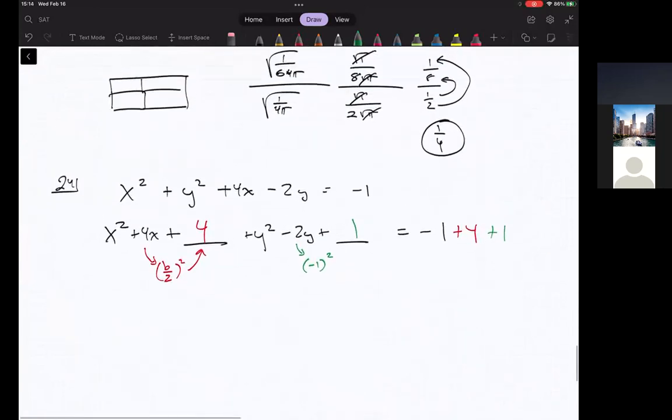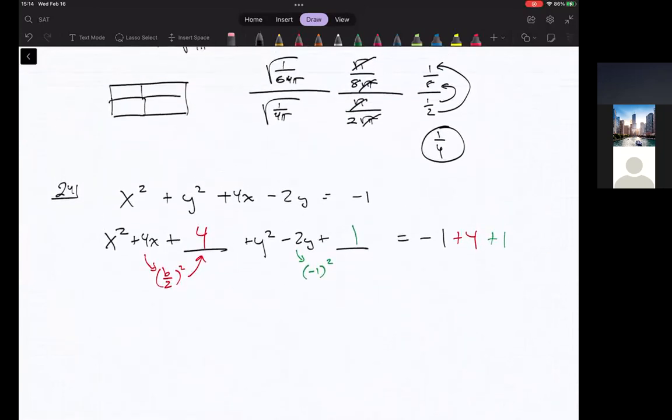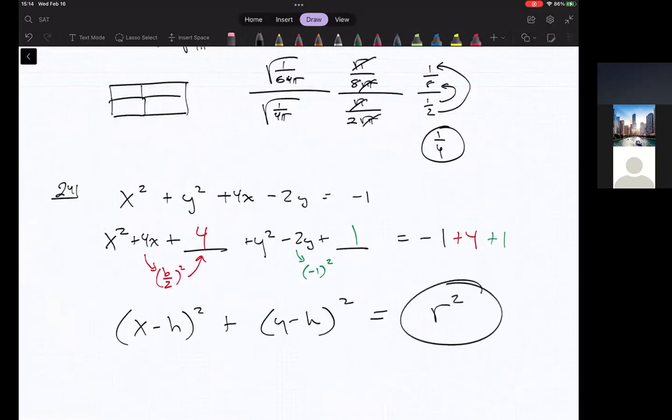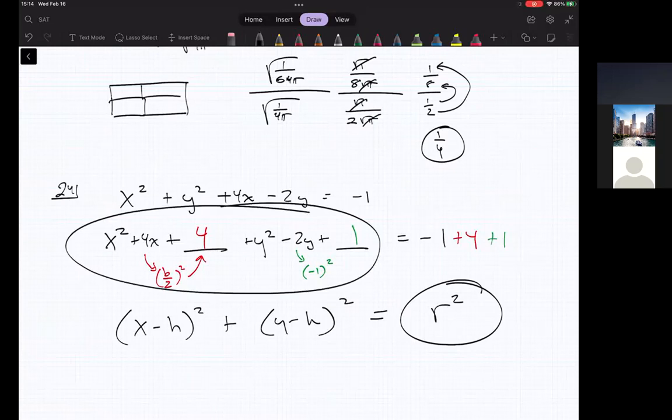So the nice thing is, if you recall, the equation of a circle is (x − h)² + (y − k)² = r², and the only thing that matters in this problem is the r². So don't even worry about playing around with the left side anymore. All I care about is what is r². Well, this simplifies to just 4, right? So then r has to equal 2.